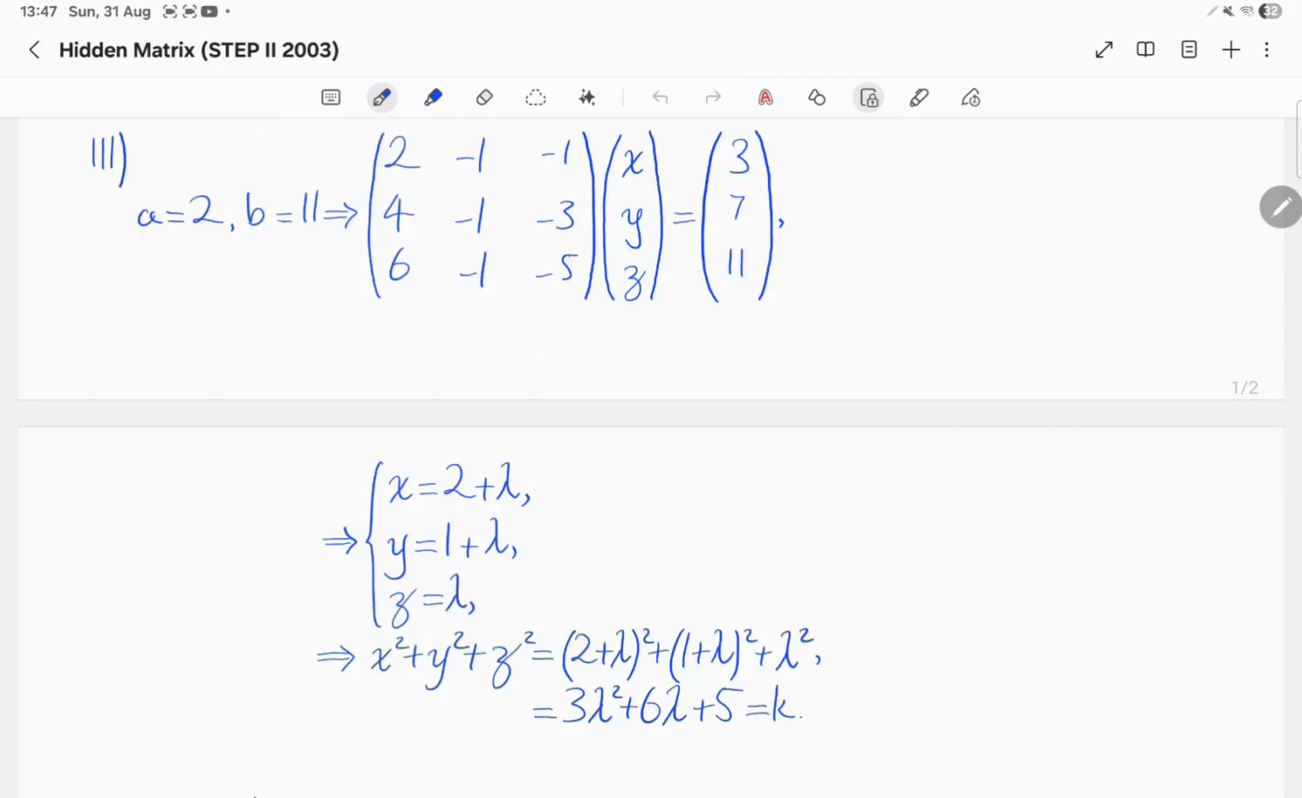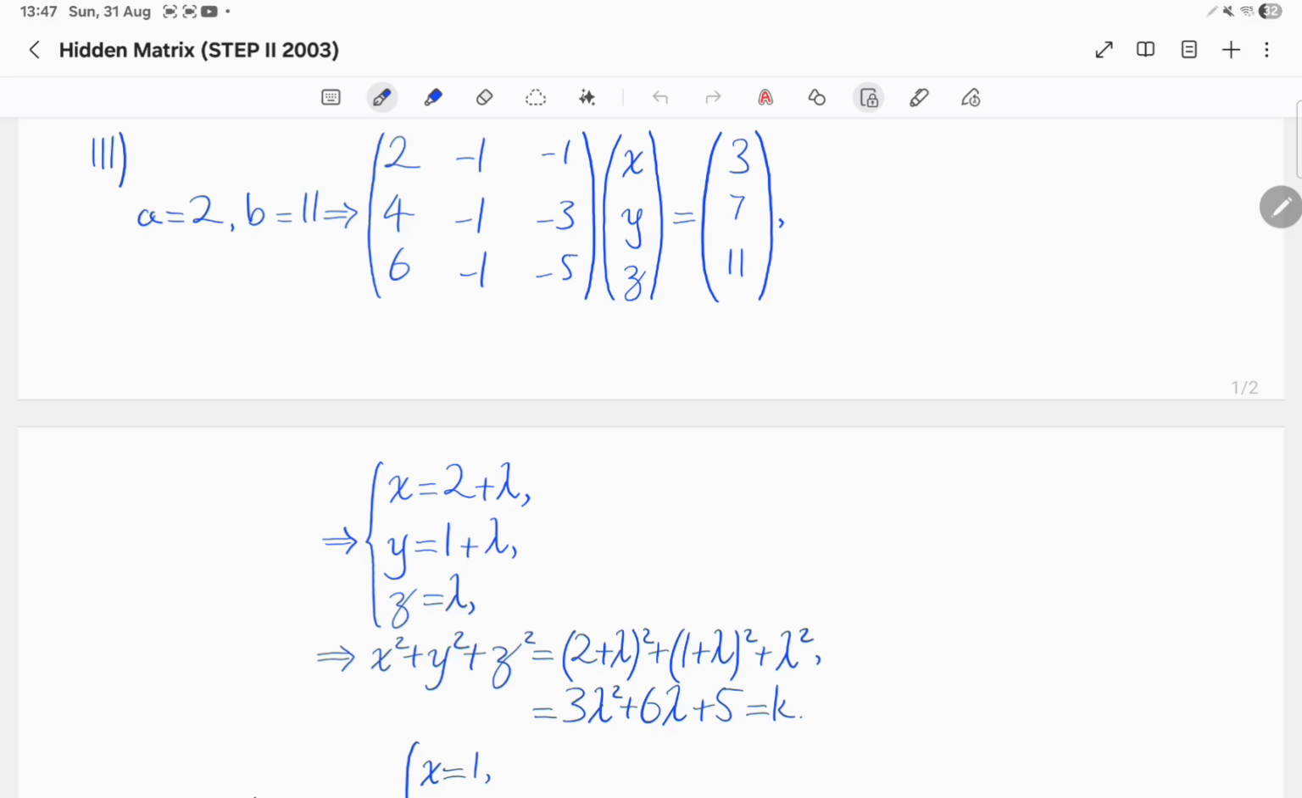Now let's move on to part 3. Here we have a is equal to 2 and b is equal to 11. Therefore we can write (2, 1, 1; 4, 1, 3; 6, 1, 5) multiplied by x, y, z is equal to 3, 7, 11. From here, we can solve under the assumption that z is equal to lambda to give x is equal to 2 plus lambda and y is equal to 1 plus lambda.